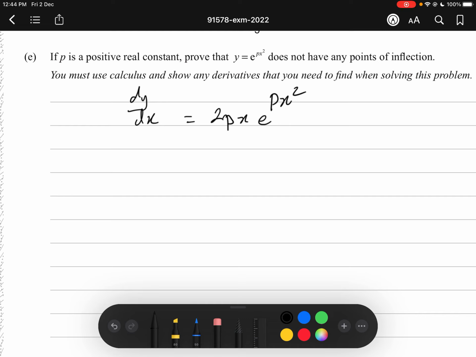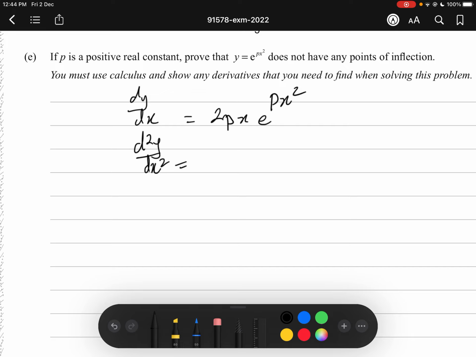Okay, so we want to differentiate again to find the second derivative. And in this case, we can't just find the derivative of px squared again and multiply by 2px again. In this case, we have two functions, f of x and g of x, multiplied together, where f of x equals 2px and g of x equals e to the power of px squared. Therefore, we should be using the product rule in order to evaluate this expression.